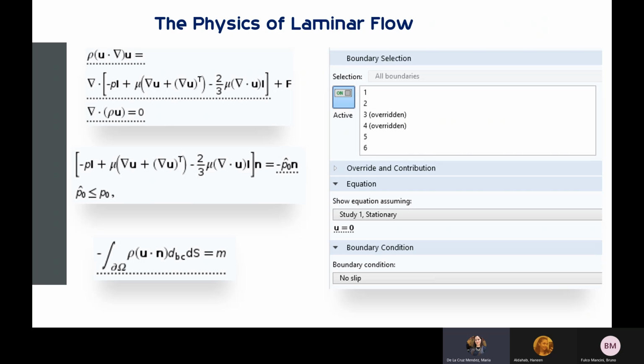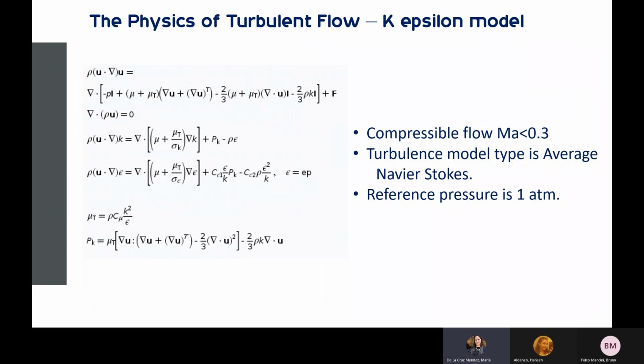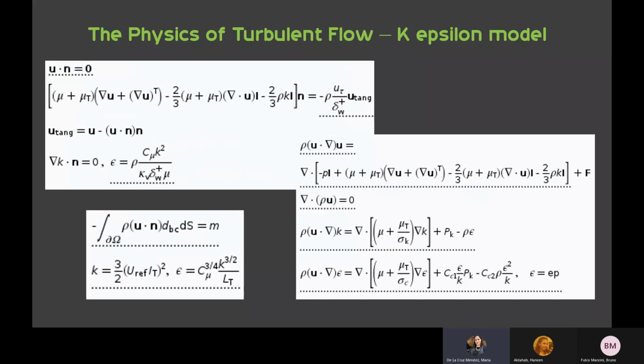Next, we have the physics of turbulent flow with the k-epsilon model, which is the most used model in computational fluid dynamics to simulate turbulent flow conditions. In this case, we have 2 transport variables. We find k and epsilon. The compressibility flow is less than 0.3. Turbulence model type is Reynolds-averaged Navier-Stokes, and the reference pressure is 1 atmosphere. And in this slide, we summarize all the equations we used from the k-epsilon model.